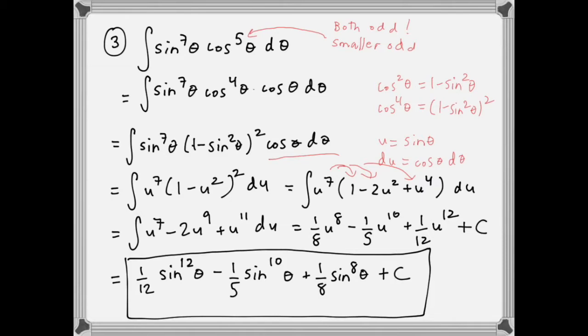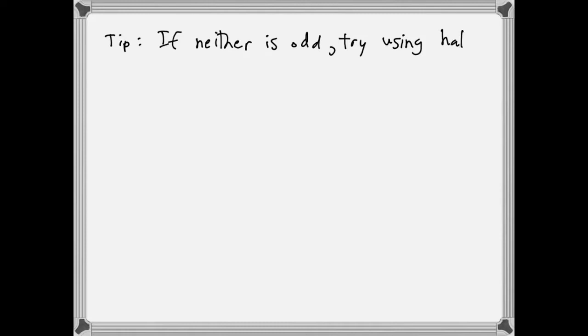Now, a question some of you may have is, what happens when none of them are odd? And this is a good question, okay? So let me just say tip. If neither is odd, you have to actually do a lot more work. So I'm going to say try using half angle identities until an odd power is obtained.